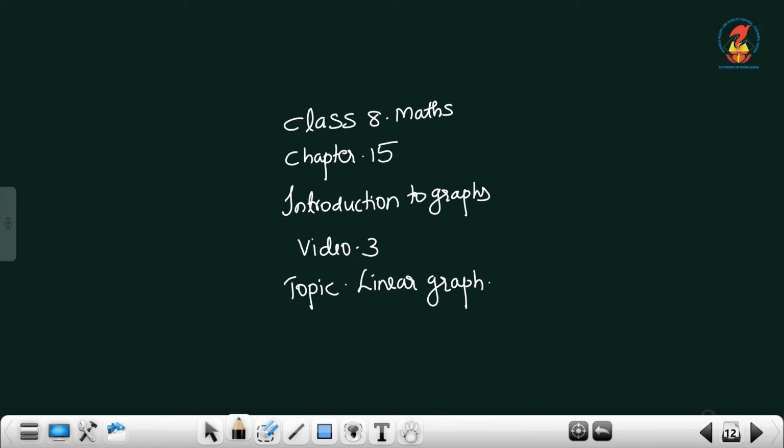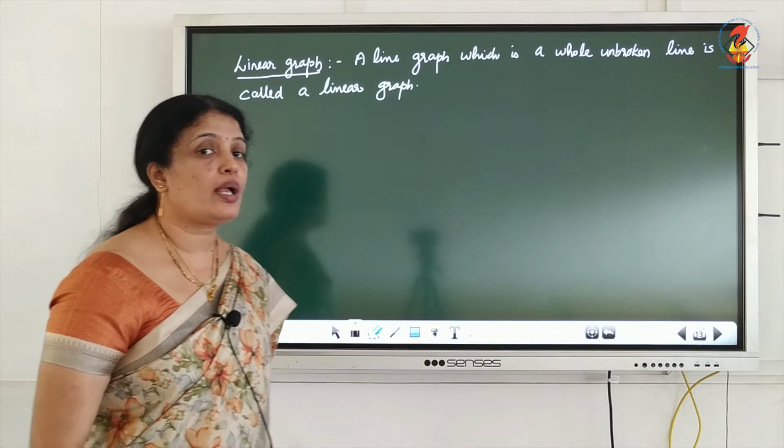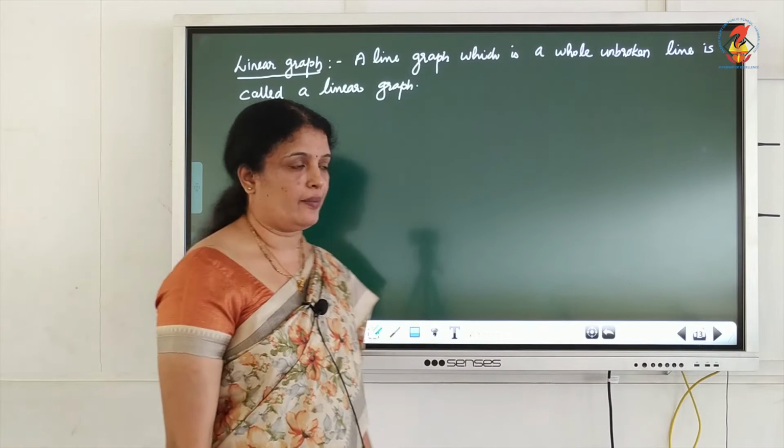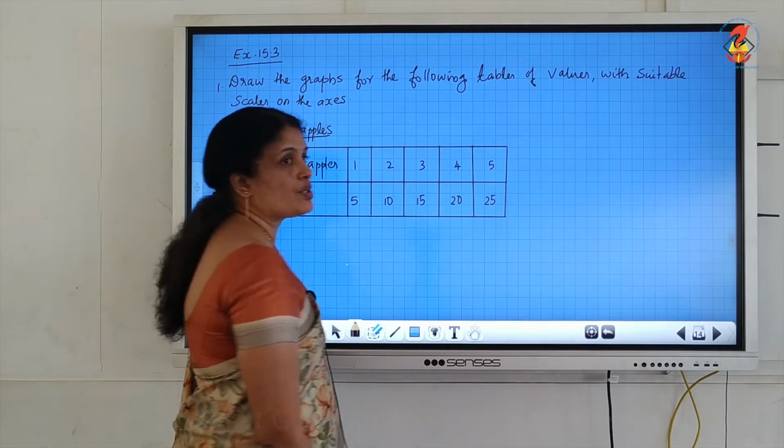Next topic, linear graph. What is a linear graph? A linear graph means a whole unbroken line. What is a whole unbroken line? That is a straight line. Okay. Here, you join these points and you will get a straight line.